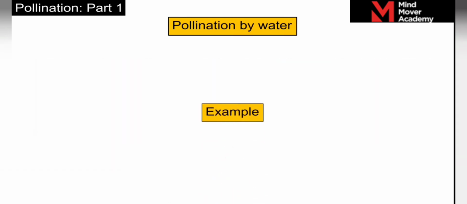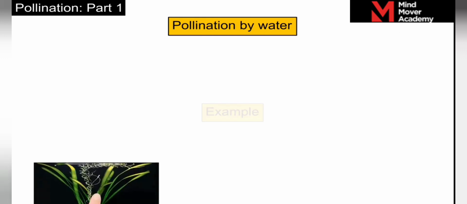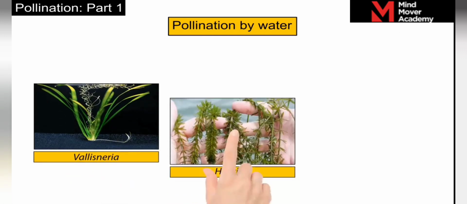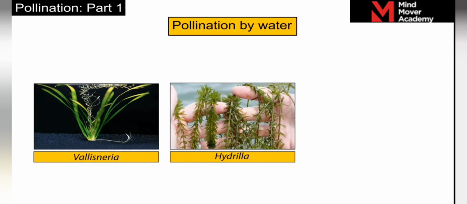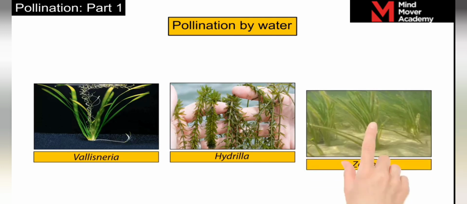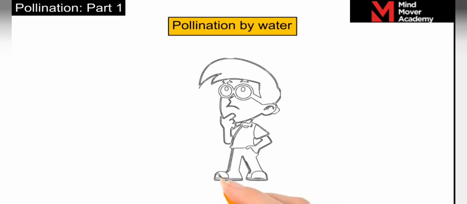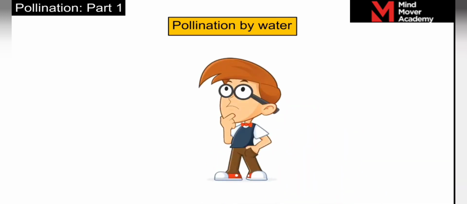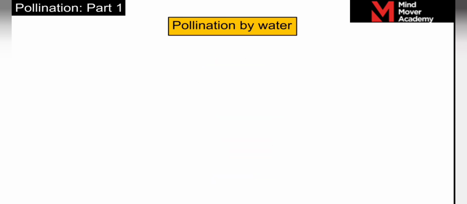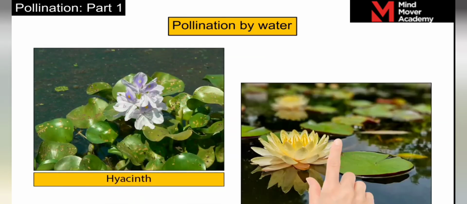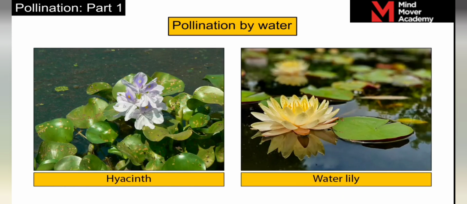Some examples of water-pollinated plants are Vallisneria and Hydrilla, which grow in fresh water, and several marine sea grasses, such as Zostera. Well, it would surprise you to know that not all aquatic plants use water for pollination. In a majority of aquatic plants, such as water hyacinth and water lily, the flowers emerge above the level of water and are pollinated by insects or wind, as in most of the land plants.